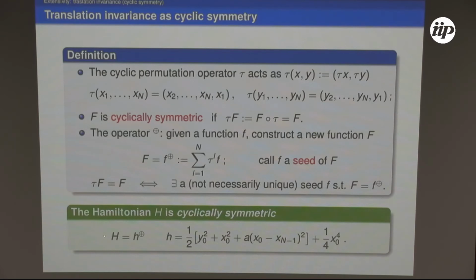This may appear strange, but it's very natural. If you remember how the Hamiltonian is written, you simply write it as a sum of some expression, and all the elements of the sum are the same expression with the indexes translated. So it is quite natural. Indeed, the seed of our Hamiltonian is this one. You fix indexes, then you symmetrize, and you get the whole Hamiltonian. This is the way we formalize this translation invariance.